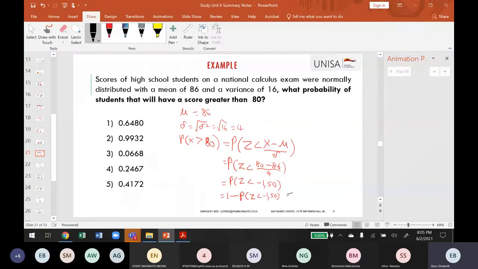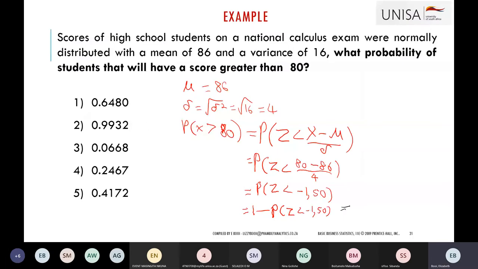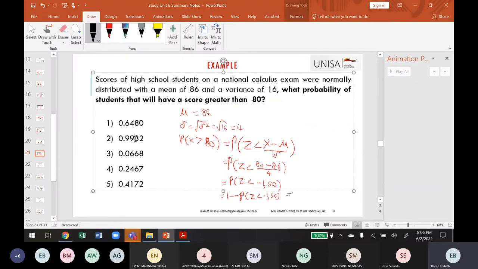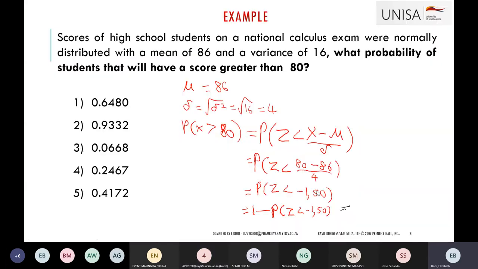So therefore, take it back up, 1 minus 0.0668, which is equal to 0.09932. There's an error there. Yes. It should be 0.9332. Oh, yes. Okay, I will fix that as well. I will email you guys the right slides as well, including the first one. Okay, right.